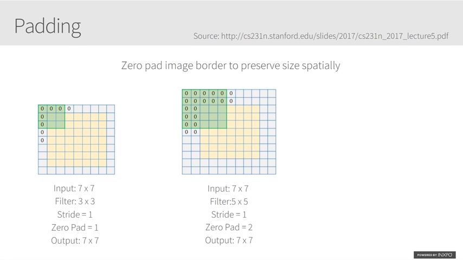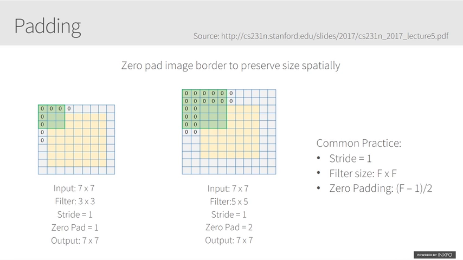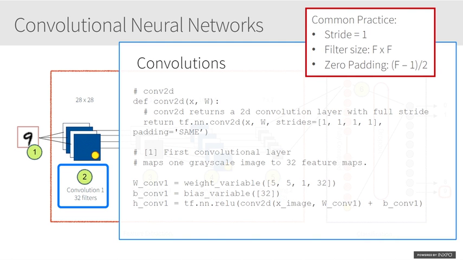So in this particular case, from the convolution perspective, I want to keep the image size the same as the output. The common practice you'll see is a stride equal to 1, filter size f by f, and zero padding of (f minus 1) divided by 2. So that's typically what the common practice is.